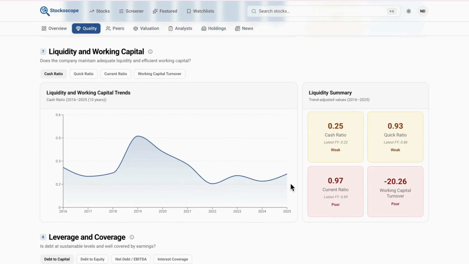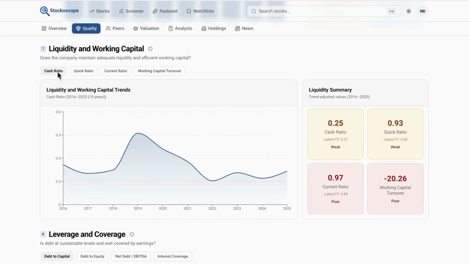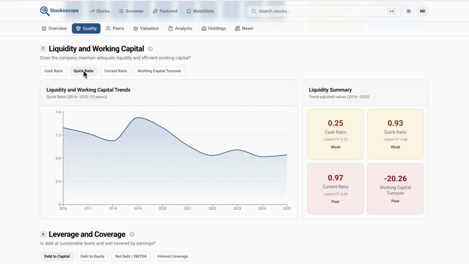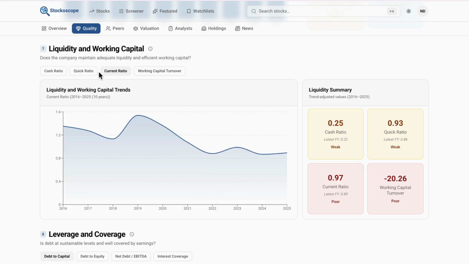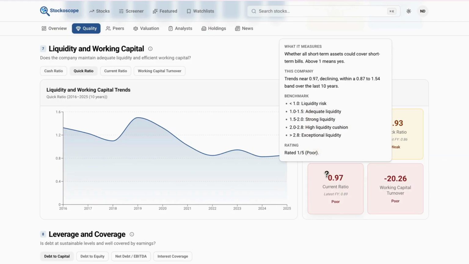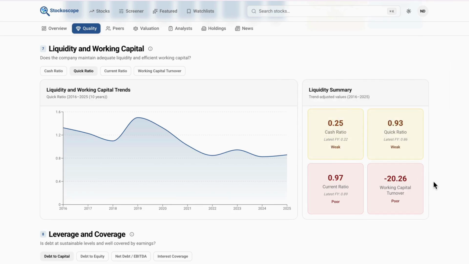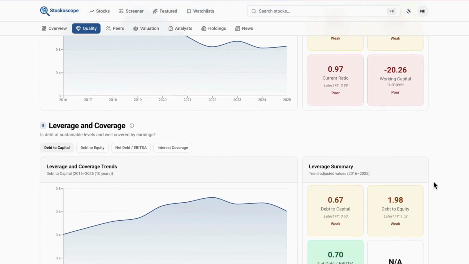Pillar 7 covers liquidity and working capital. We measure the cash ratio, quick ratio, current ratio, and working capital turnover. These ratios indicate whether the company can meet its short-term obligations. Healthy liquidity ensures financial flexibility and resilience during downturns.